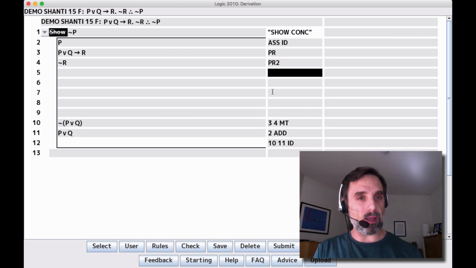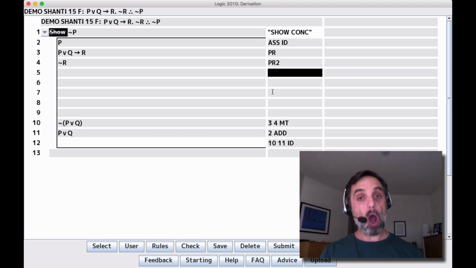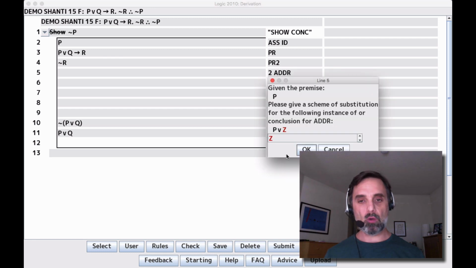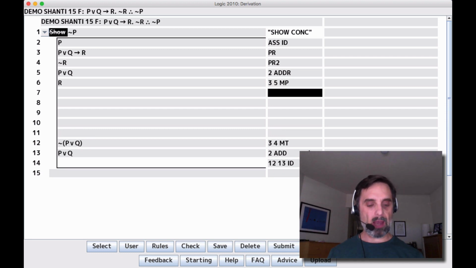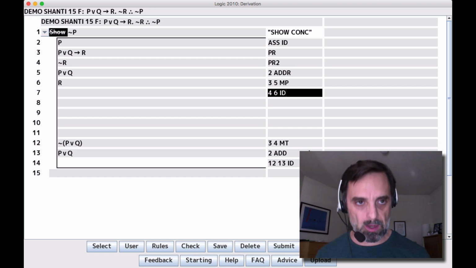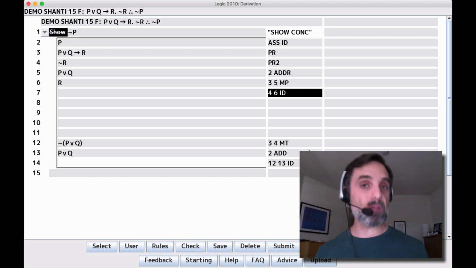And you'd think, well, to apply MP, I need the antecedent. The antecedent is P or Q. Oh, I can get P or Q by adding Q on the right. So you get P or Q, and then 3, 5 modus ponens, and then we would have a contradiction with 4 and 6 ID. So there are always multiple ways to do indirect derivations, and sometimes you have to think about it.